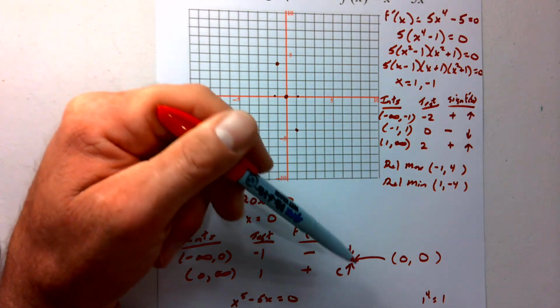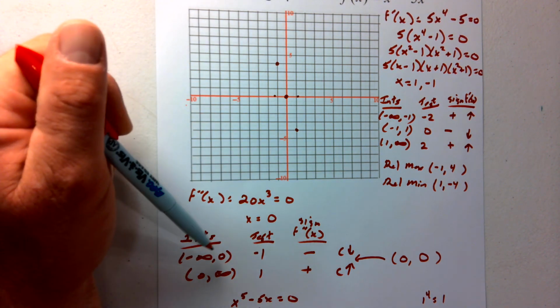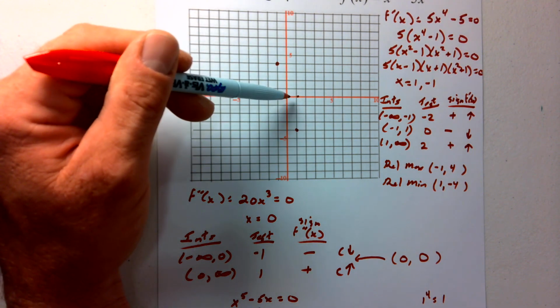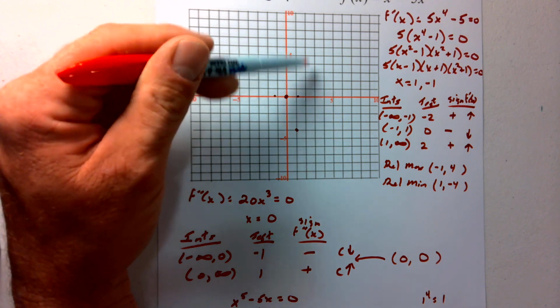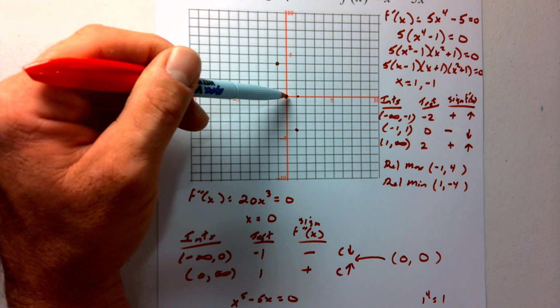We also know our concavity, we're concave down from negative infinity to 0. So from negative infinity to 0, we're going to be in this downward U shape. And from 0 to infinity, I'm going to be in the upward U shape. And I change at this point 0, 0.